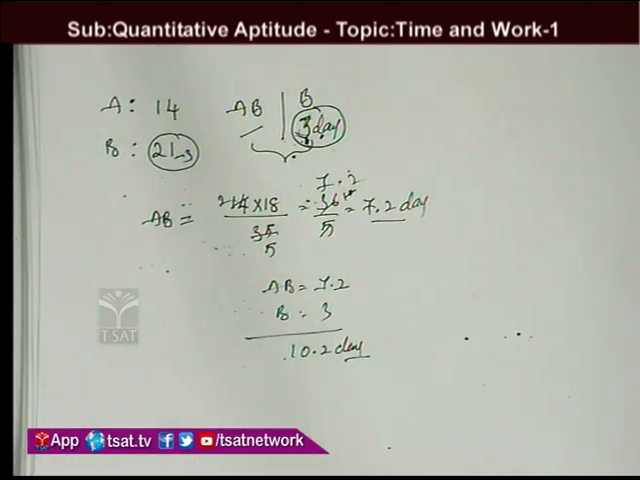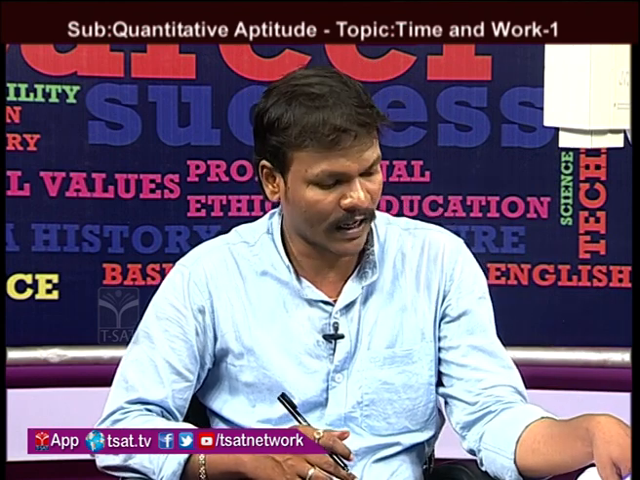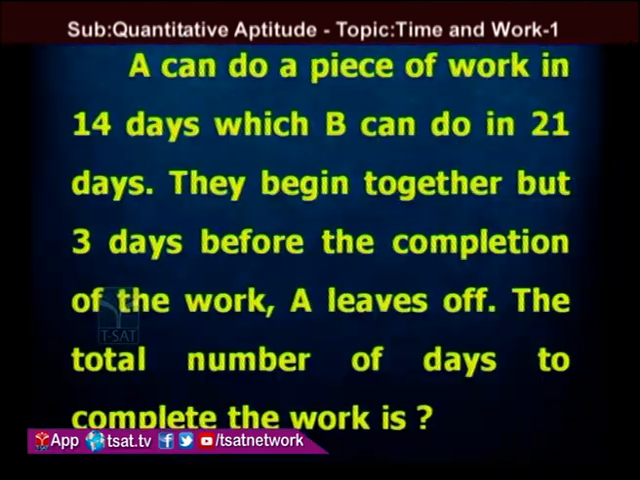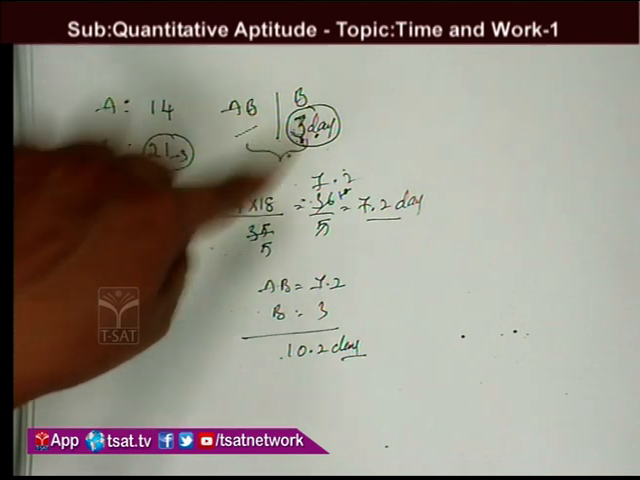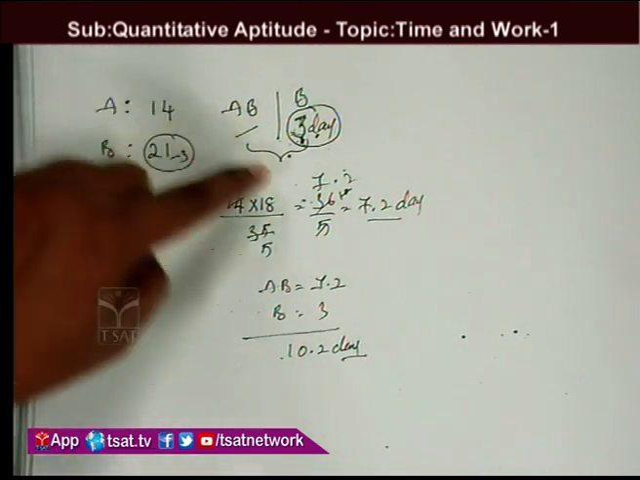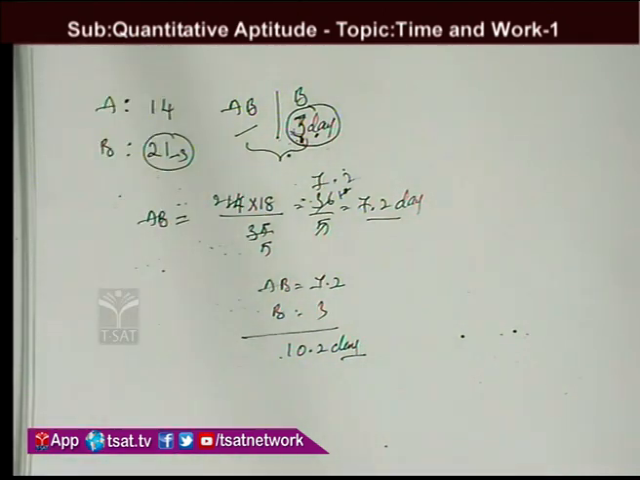That is a simple thing. So, A left the job, and that means for 3 days B alone is working. Who works alone for 3 days, those 3 days will be removed from the whole working days. So, 21 minus 3, that is 18. So, A and B working together, that means 14 into 18 by 35 if both are working together. That is very simple, the same question as before, but the narration of the question is completely different.